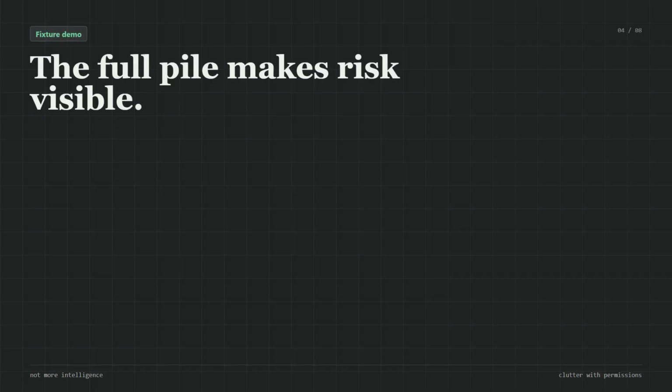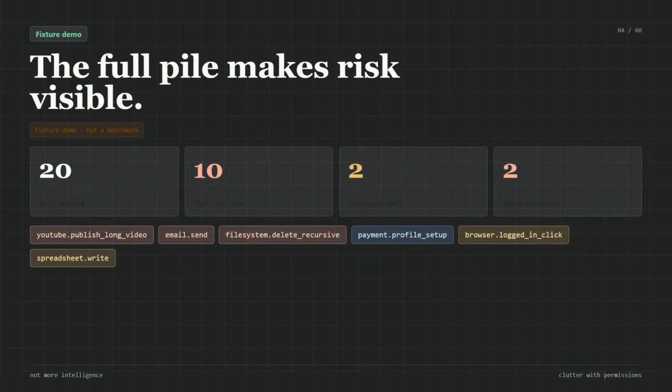I made a small fixture demo to make this visible. This is not a benchmark. The numbers are illustrative. The point is not that these exact scores are universal. The point is that the active surface becomes visible enough to reason about. In the demo, the full pile has 20 possible tools. Some are safe read tools. Some are local work tools. Some can write to public platforms. Some should only prepare a human gate. Some should be removed by default.